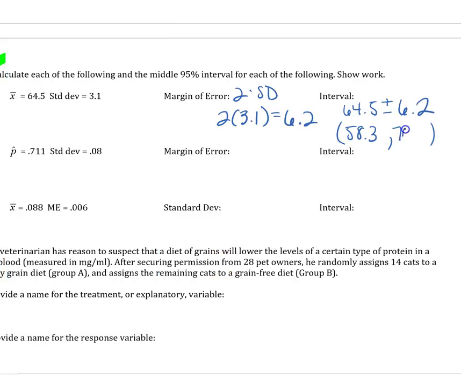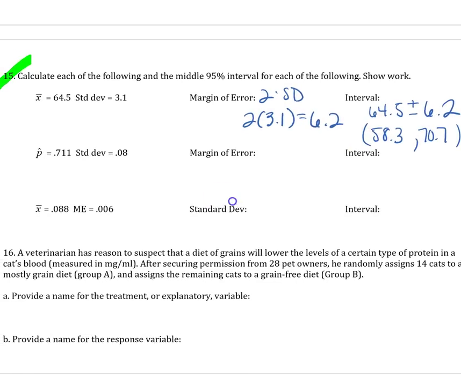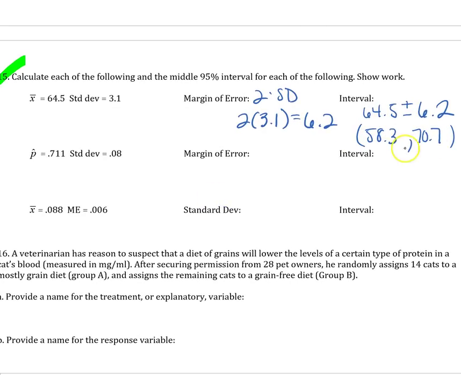And 70.7. Okay, so this would be my reasonable interval I would use to predict the true population mean. So I used my sample mean to come up with an interval of where my true population mean could be.